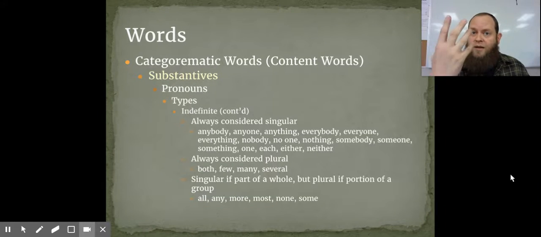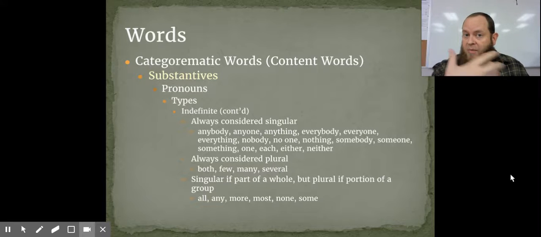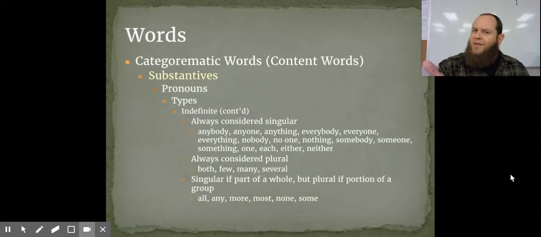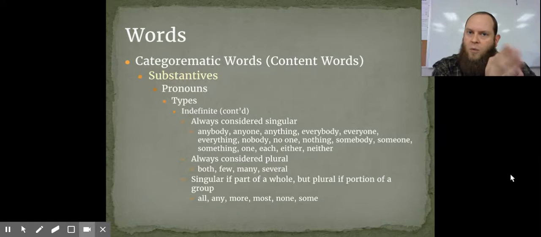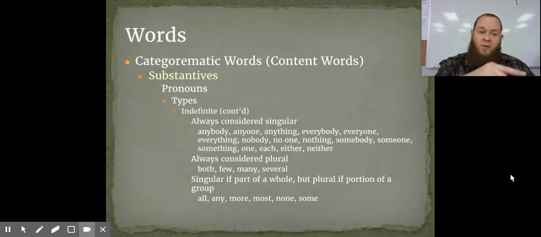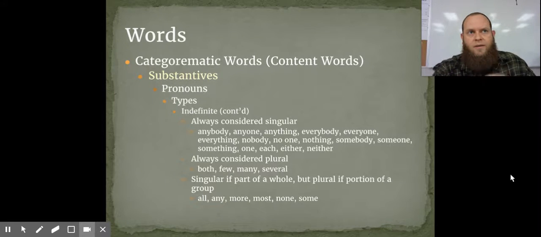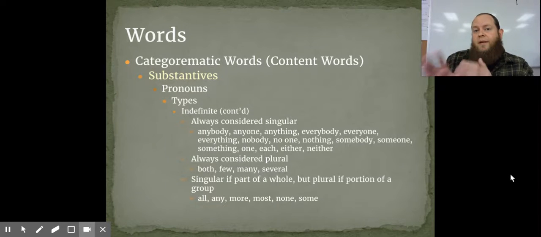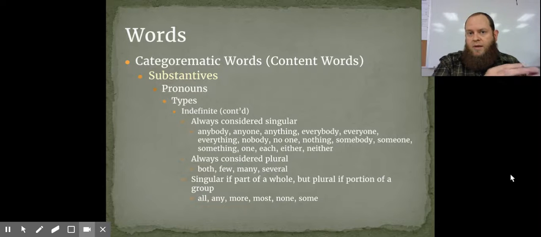Nothing, so no thing, no singular thing. Everybody, so every singular body. Does that make sense? I would want you to think of it in those terms, that you're dealing with singular body and singular one and singular thing. With each, if I told you to touch each of the bricks, you would go up and touch each singular individual brick, right? In terms of either or neither, I'm giving you the choice: either this singular thing or that singular thing. Neither this singular thing nor that singular thing.